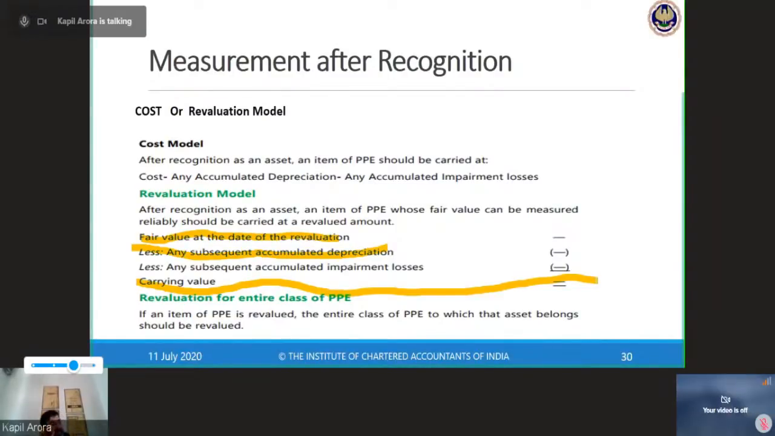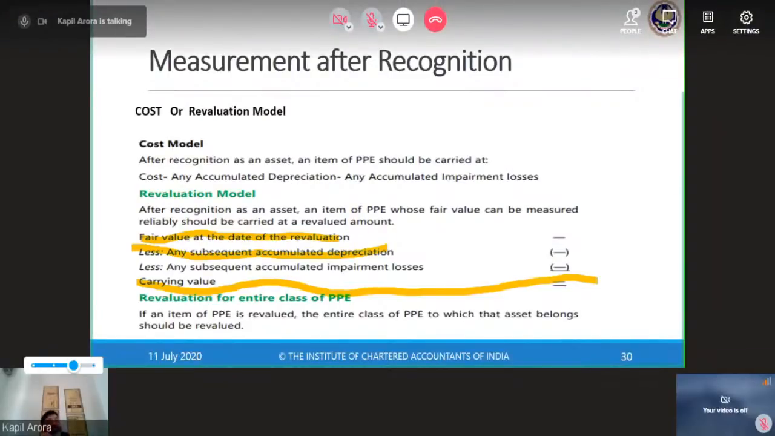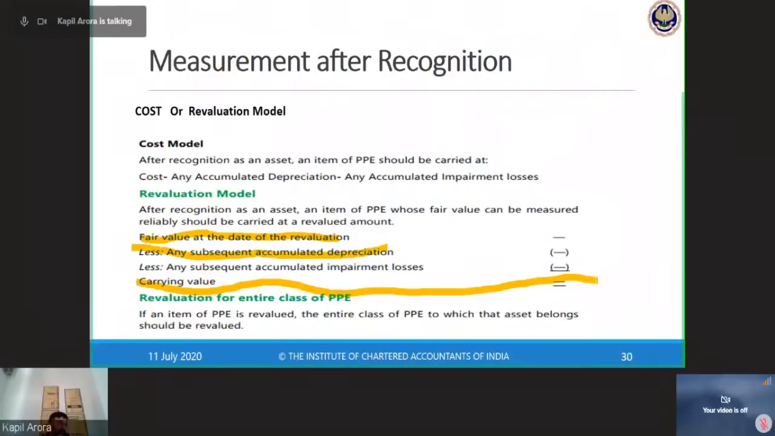One important point we have to understand: once we follow the revaluation model, that revaluation model has to be applied to the entire class of the asset. For example, if you have revalued land, all the lands in the business have to be revalued. If you revalued building, all the buildings in the business have to be revalued. If you revalued machinery, all the machineries in the business have to be revalued.